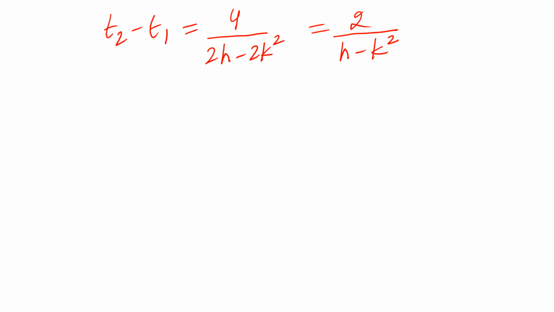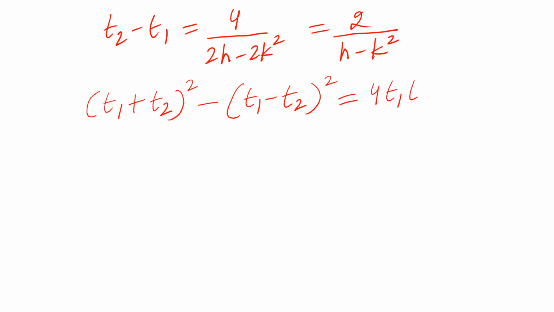And to eliminate t1 and t2, I am using a basic equation, and that is t1 plus t2 whole square minus t1 minus t2 whole square equal to 4 t1 t2. Because we know that a plus b whole square minus a minus b whole square is equal to 4ab. Now students, I know the value of t1 plus t2, which is 2k. So it becomes 4k square minus t1 minus t2 can be written as 2 upon k square minus h. So t1 minus t2 whole square becomes 4 upon k square minus h whole square.